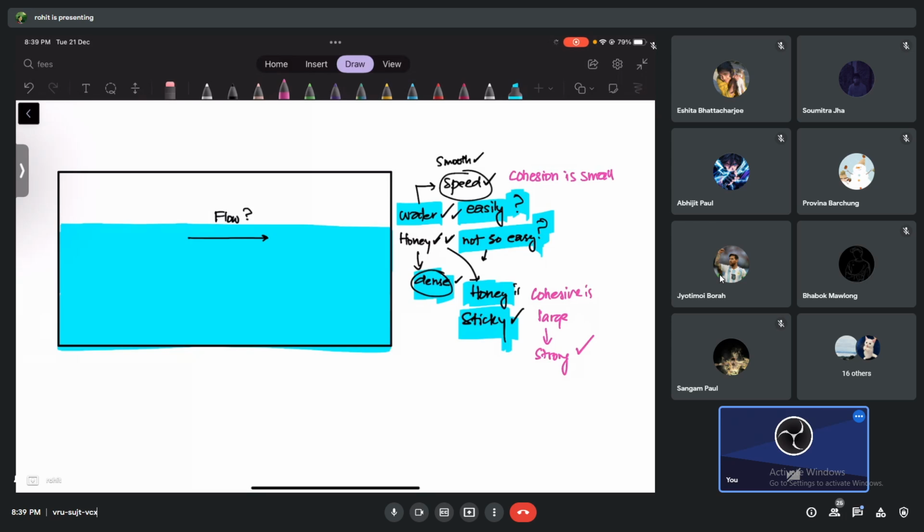Yes, so honey is thick, water is not thick. Thick is not the word. You should have used dense. Thick also sometimes we may use, but the actual word is dense. That should be the word. You can use thick also actually, but a much better one is dense. Anything else?